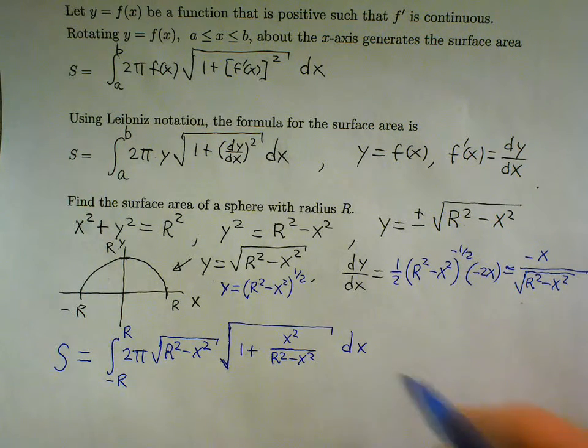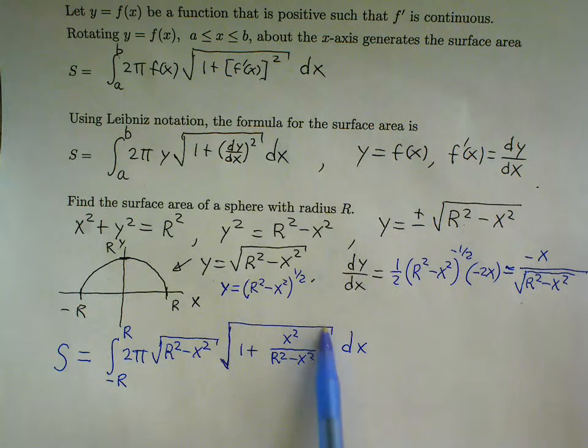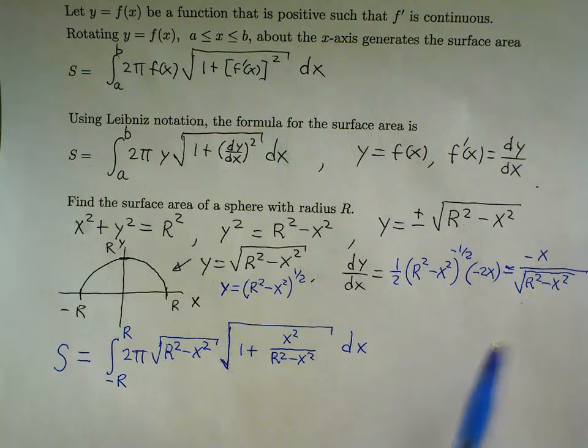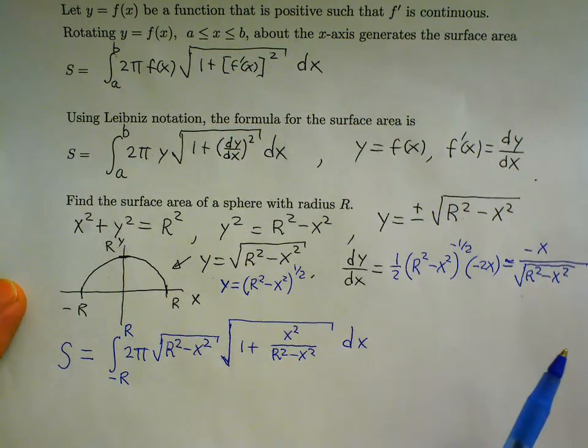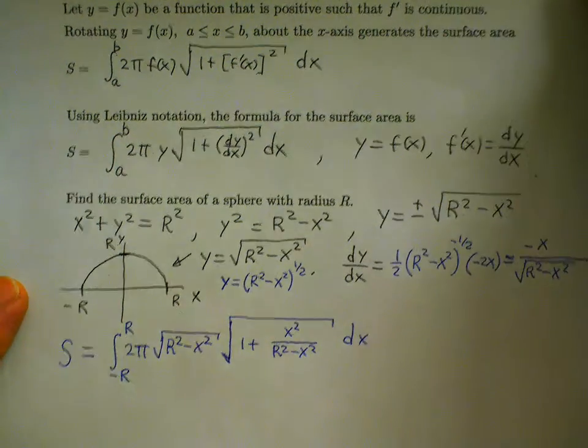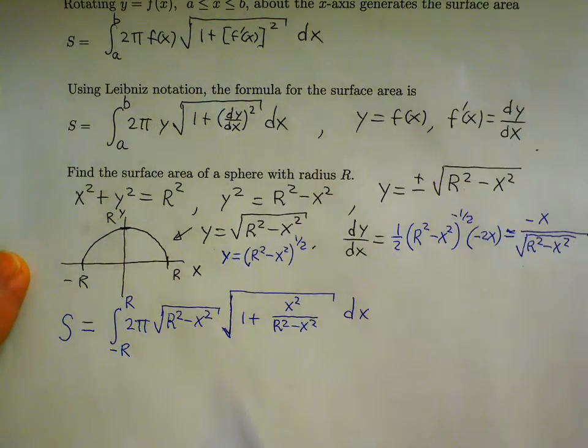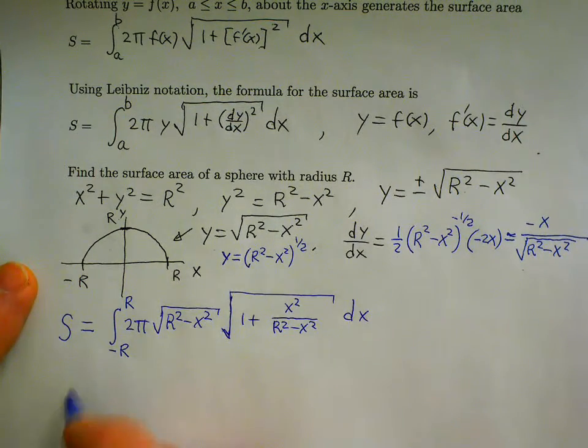Okay, and we'll simplify a little bit. On the inside of the square root on the right, let's find a common denominator and add the terms. Okay, the next line, we'll rewrite this stuff on the left.